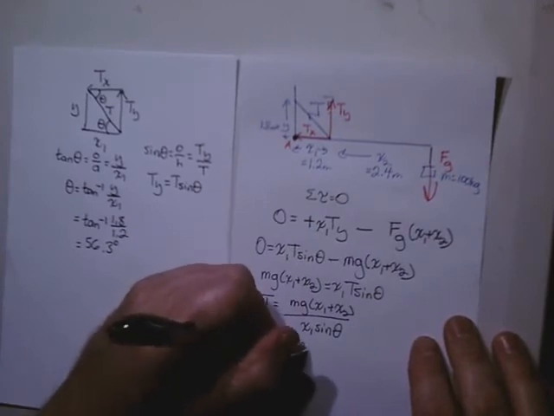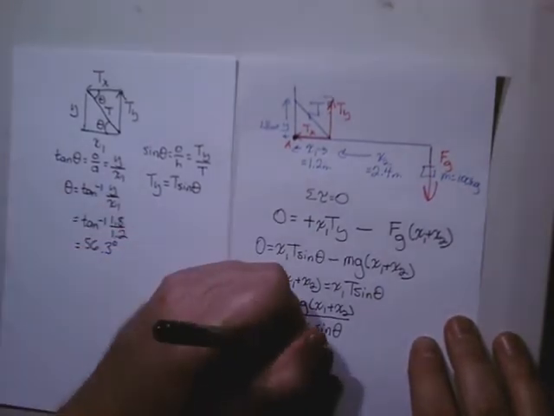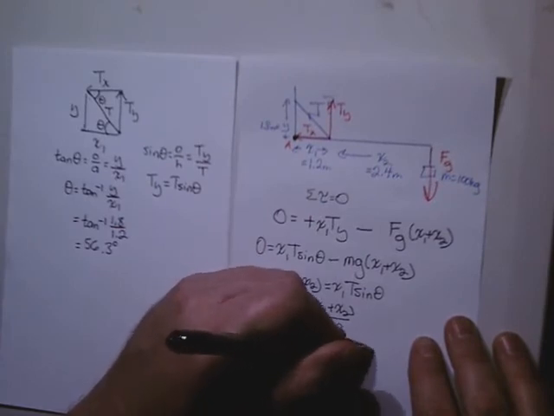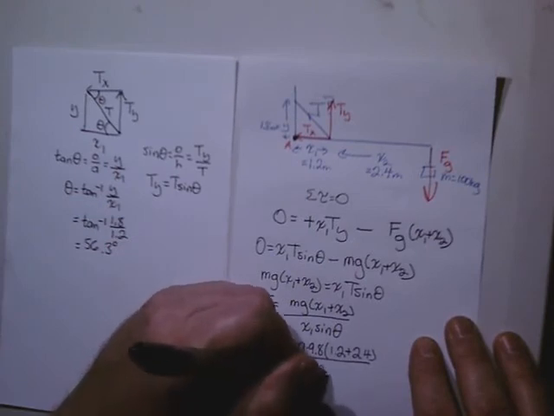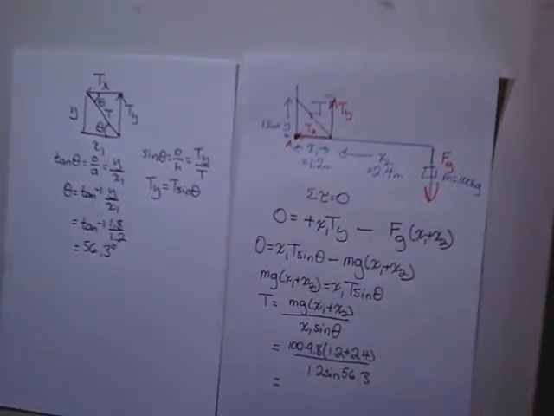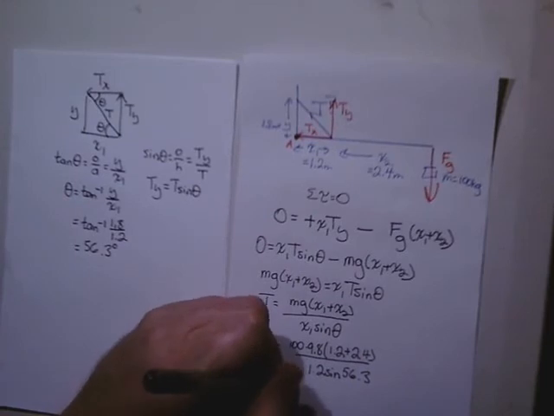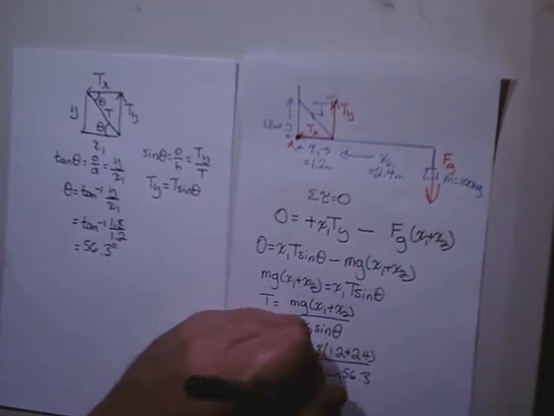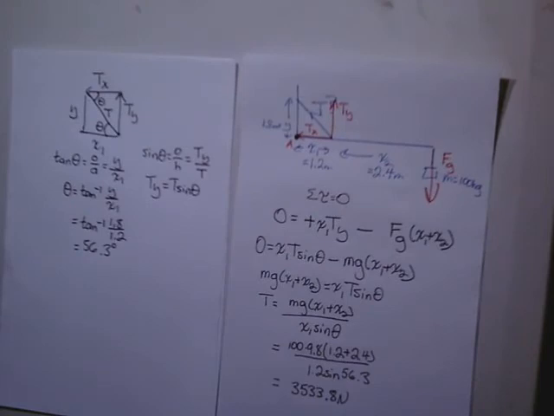M is 100, 9.8, x1 is 1.2, 2.4, x1 1.2, sine of 56.3. And I get 9,800, or yeah, I can't think right now. So the tension in the cable is 33.8 Newton. And so that's the tension in the cable.